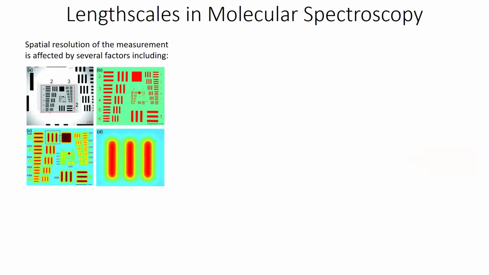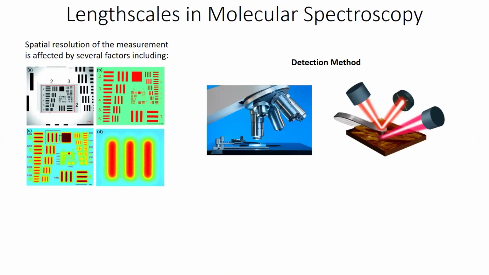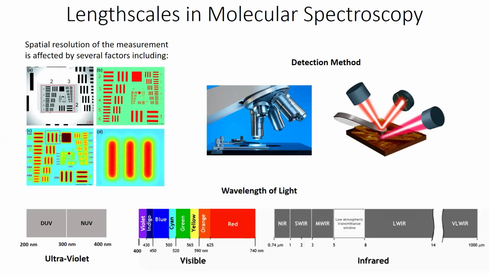What dictates the length scale that we can study depends on a couple of variables, but mostly it's the different detection method that we use. Most often we're using lenses to focus the light, but then there are some other novel techniques which we'll discuss, which we categorize as near-field spectroscopy, where we break below the limit of what we can reach with just a lens, focusing light through a lens. And then, of course, the wavelength of the light that we're using will also dictate the length scale at which we can characterize your material.